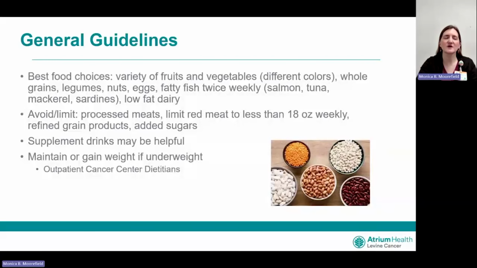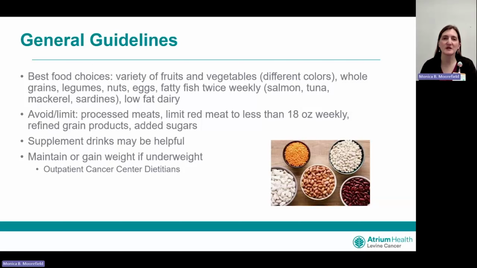So first of all, if you're not having any problems tolerating food, then I just wanted to talk about some general guidelines that could be good for you. So eating a variety of fruits and vegetables, getting different colors to get different antioxidants and nutrients, eating whole grains, legumes, nuts, eggs, low-fat dairy, fatty fish is good. So twice weekly would be a good goal for the fatty fish. And then avoiding or limiting processed meats, red meats, no more than 18 ounces a week, which the size of a deck of cards is 3 ounces, to give you a reference.